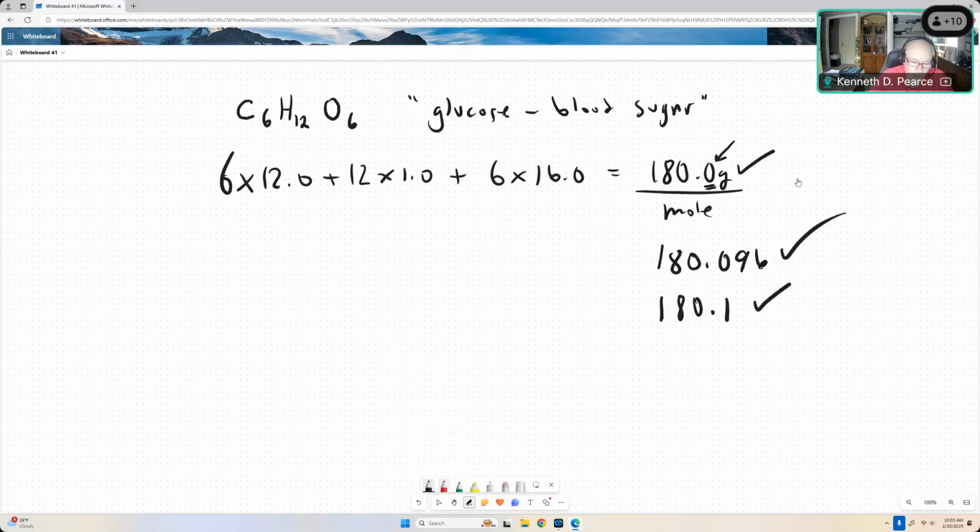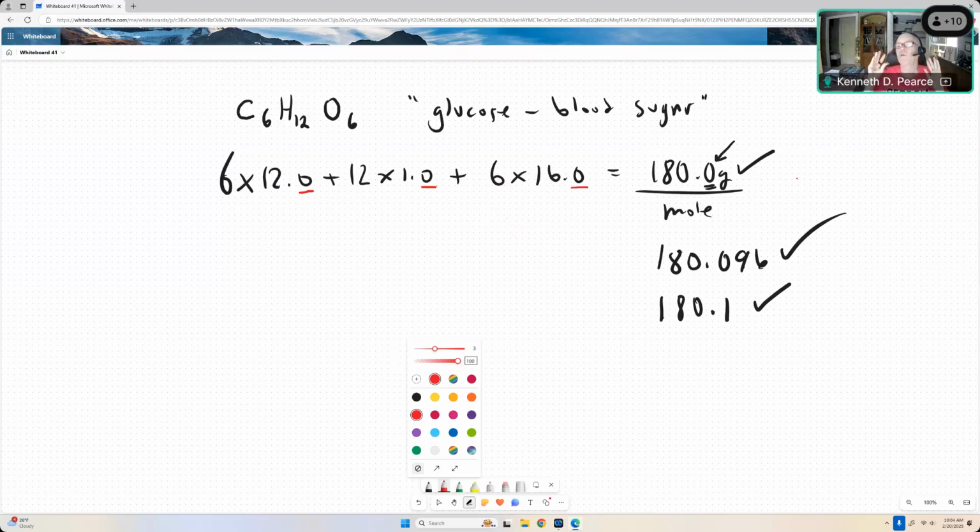If you notice, when I did all these up here, I went to 1 decimal place. I rounded the 12.011 to 12.0. The 1.01, or I think it's actually 1.0079, I rounded to 1.0, and the oxygen, which is 15.99, I rounded to 16.0. That's just me. Some professors want you to go out 2 decimal places. It doesn't make any difference. It really doesn't.